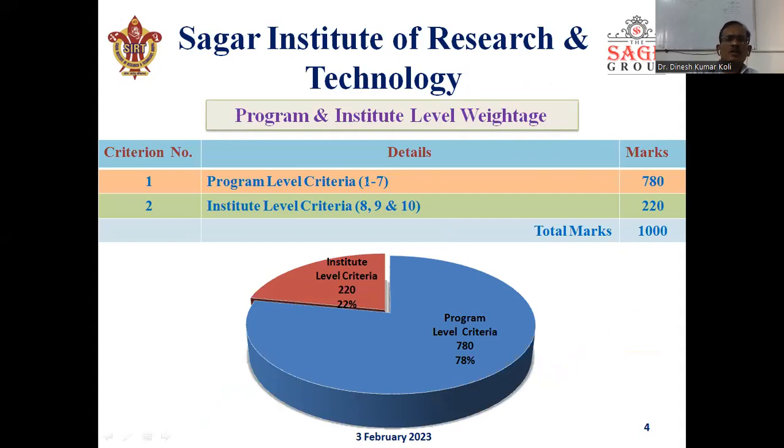Now here I am again showing the program level criteria, which is 1 to 7, and it is showing here the 780 marks, and institute level criteria, which is 8, 9, and 10. It is of 220 marks. It is a total of 1000 marks. So the larger part, 780, means 78%, is covered from the program, and 220 or 22% is covered from the institute level. So what is the contribution from the institute level? To understand this is also very important.